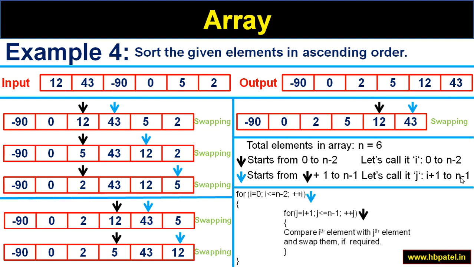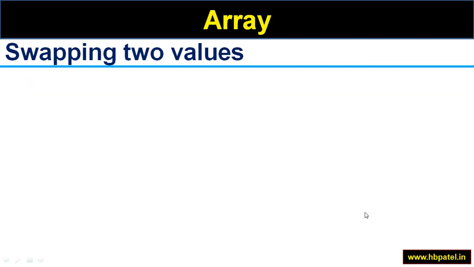So if I form a loop, it would look something like this. From I equal to 0, because black started with 0, it went all the way up to n minus 2 and increment. And for every value of I, the inner loop, the blue arrow j starts from I plus 1 up to n minus 1, j plus plus. And we compare ith element with jth element, and if required we swap them. Right? I think this blue should be black and this black should be blue. There is a small mistake.